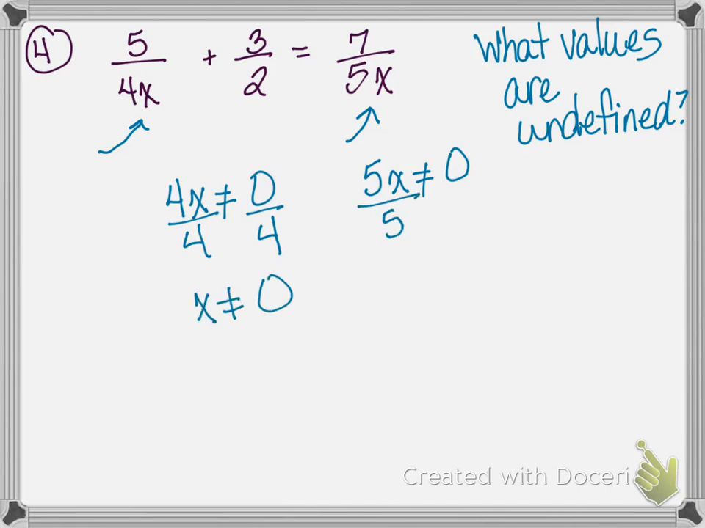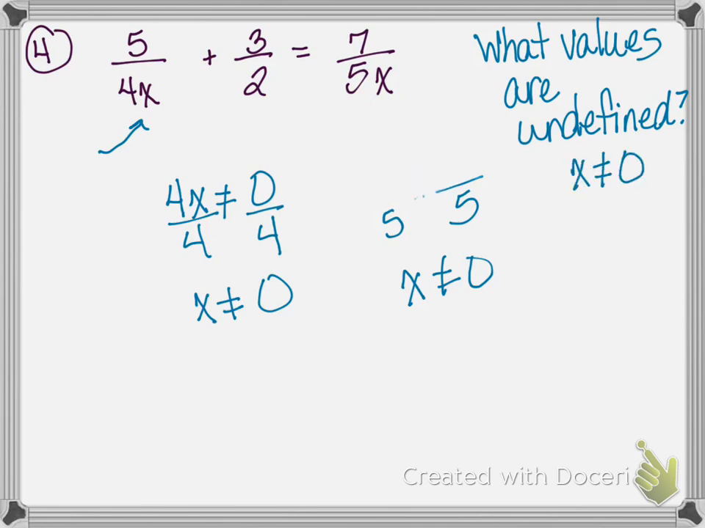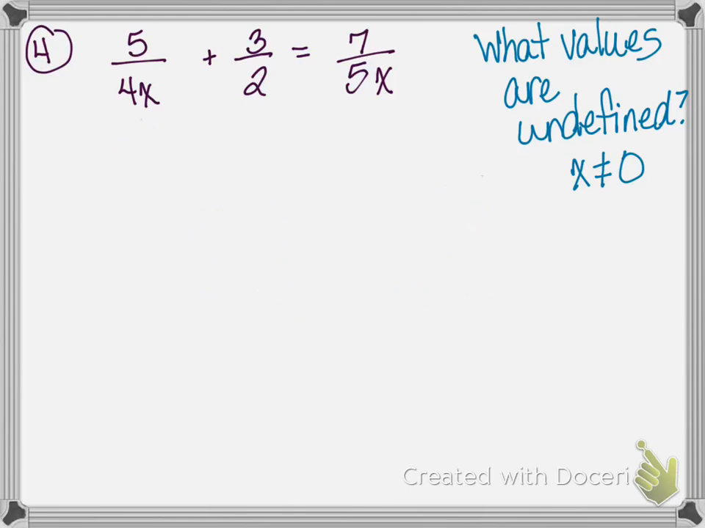Okay, so all I did was I set the denominators equal to 0 and solved to see what gave me 0. So for this problem right here, x cannot be 0. X can be anything else, but it can't be 0. So if I get 0 here, what I have to do is I have to throw it out. Okay, so we have x cannot equal 0.